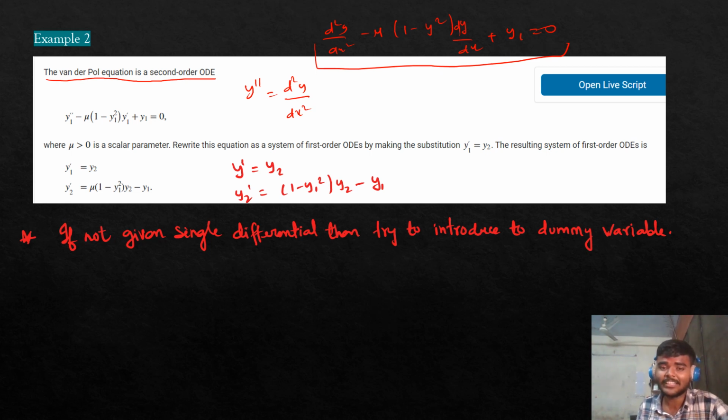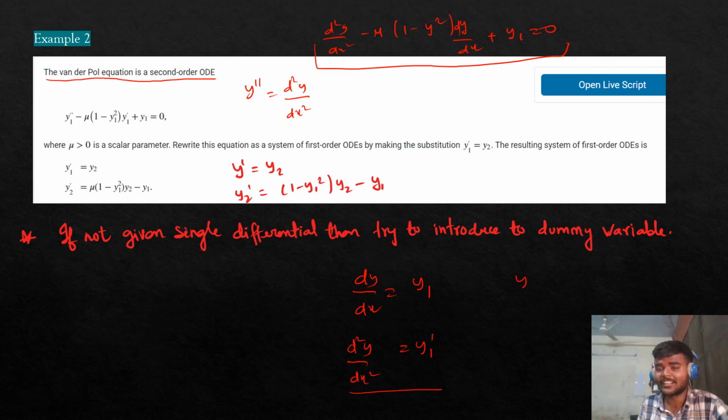As I told you, if not given a single differential, meaning a double order differential is involved here, then try to introduce a dummy variable. Let's suppose we assign dy by dx as some variable y1. So what will y1 dash be? y1 dash will be d square y by dx square. Have you all understood how I wrote this? y1 dash is equal to d square y by dx square, and this y1 is dy by dx. So I have assigned dy by dx as y1, a new variable, and then we can write it as a single.